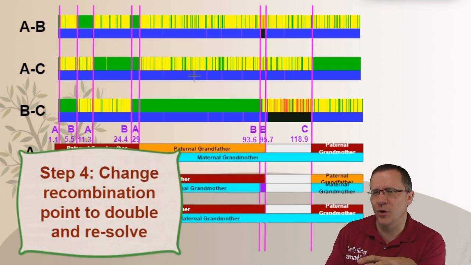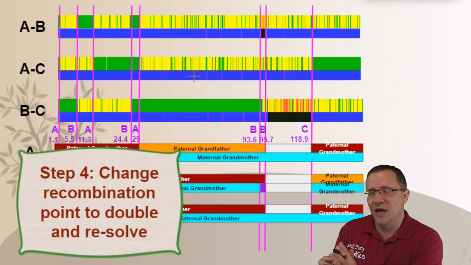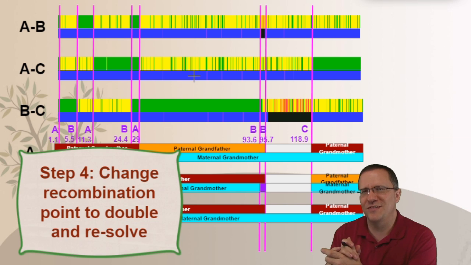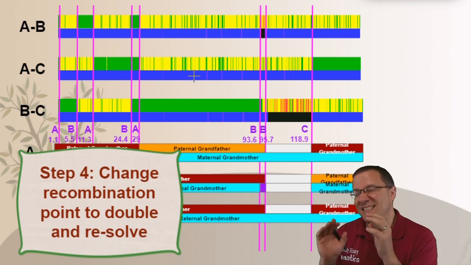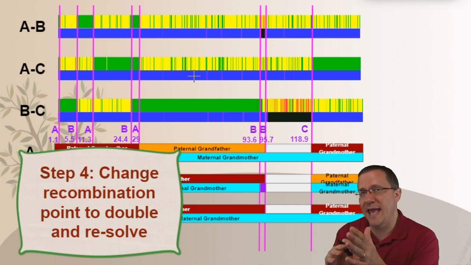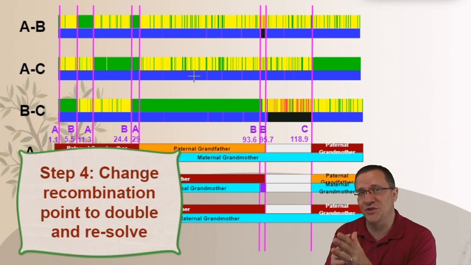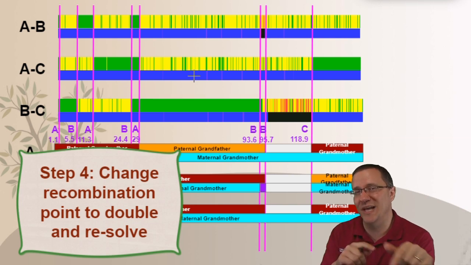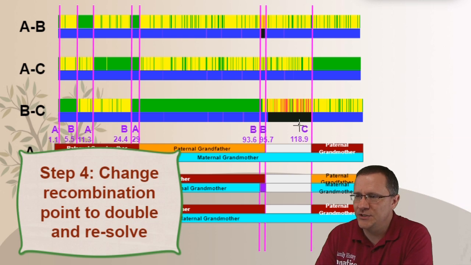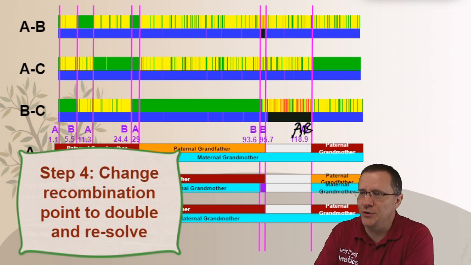Which brings us to step 4. Sometimes when recombination points are really close together like this, we're going to call it as a point C, but really what it is is a double recombination point, an A and a B that are right next to each other, and that's what makes it look like a C. So let's change this to an A and a B, and then let's see what our colors change to.